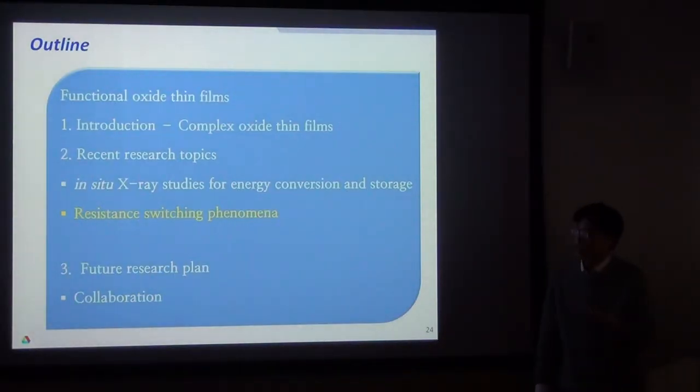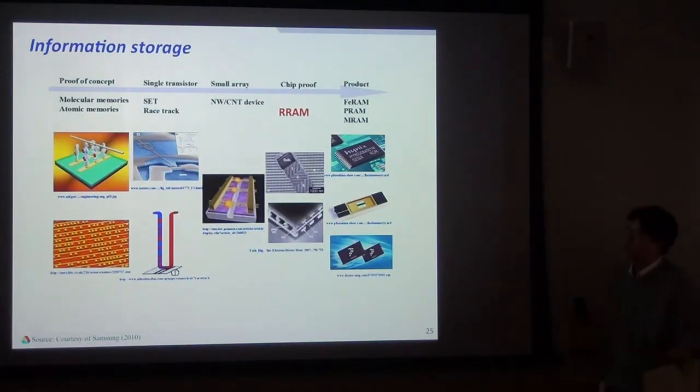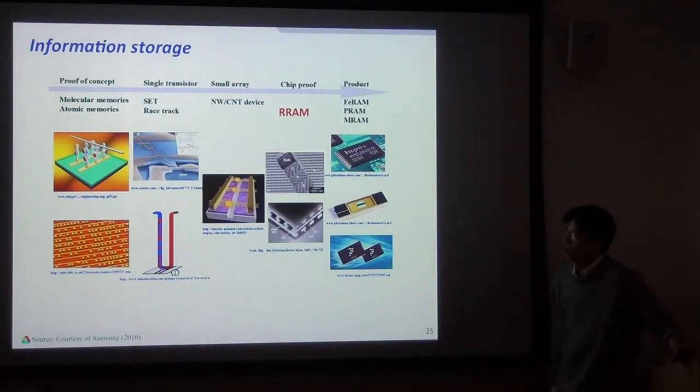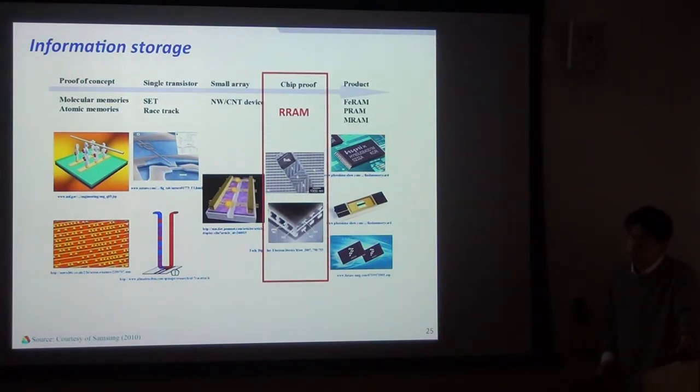So here is my first part, and I want to introduce the information storage system. There are various systems from atomic molecular memory to ferroelectric or magnetic MRAM, from proof of concept stage to production stage. I want to introduce the resistive random access memory.